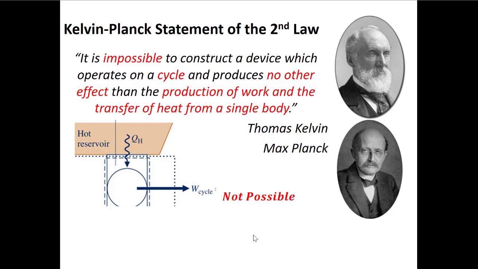and it's hard to tell what this means, right? It says, it is impossible to construct a device which operates on a cycle, that means keeps operating continuously for a long time, and produces no other effect than the production of work and the transfer of heat from a single body. So I read this and I basically have no idea what it means, right? So if you're confused when you read this, I'm in good company, right?